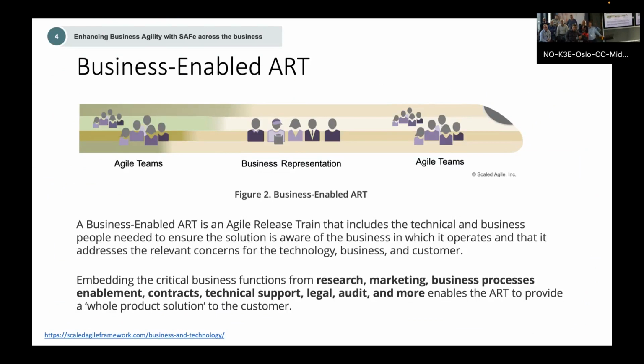A business enabled ART means that you organize and dedicate people with maybe legal, technical support, procurement, contract skills onto your train, who can actually help when the teams need to purchase something, or need to find out whether this is the rule they should implement, etc. So these are actually business people. Instead of just having a product owner as a proxy who has to talk with these other places, you actually bring these people into the train more.